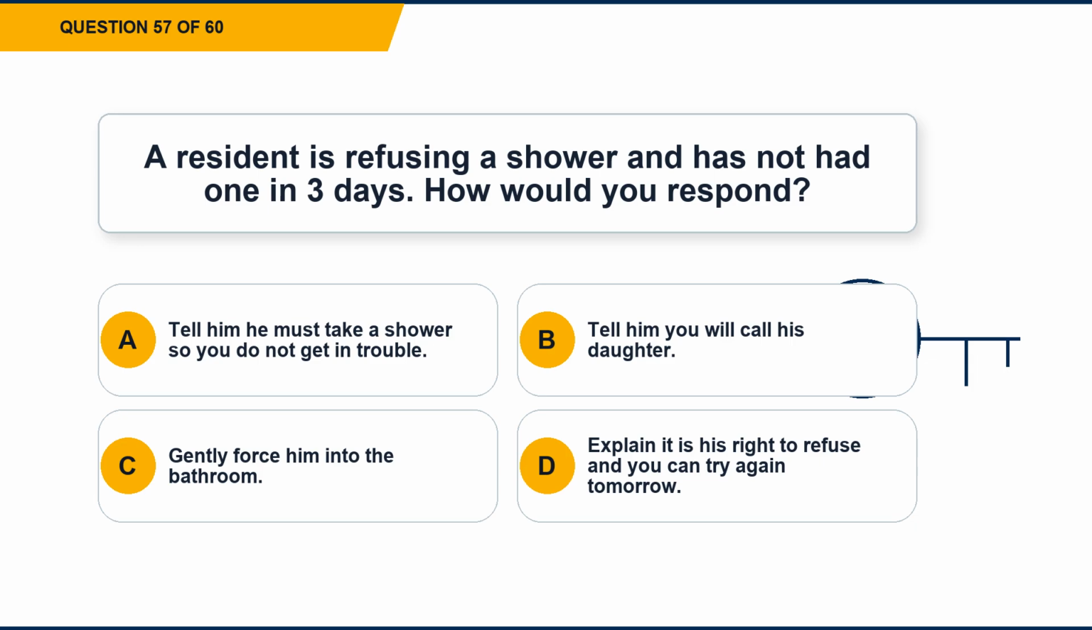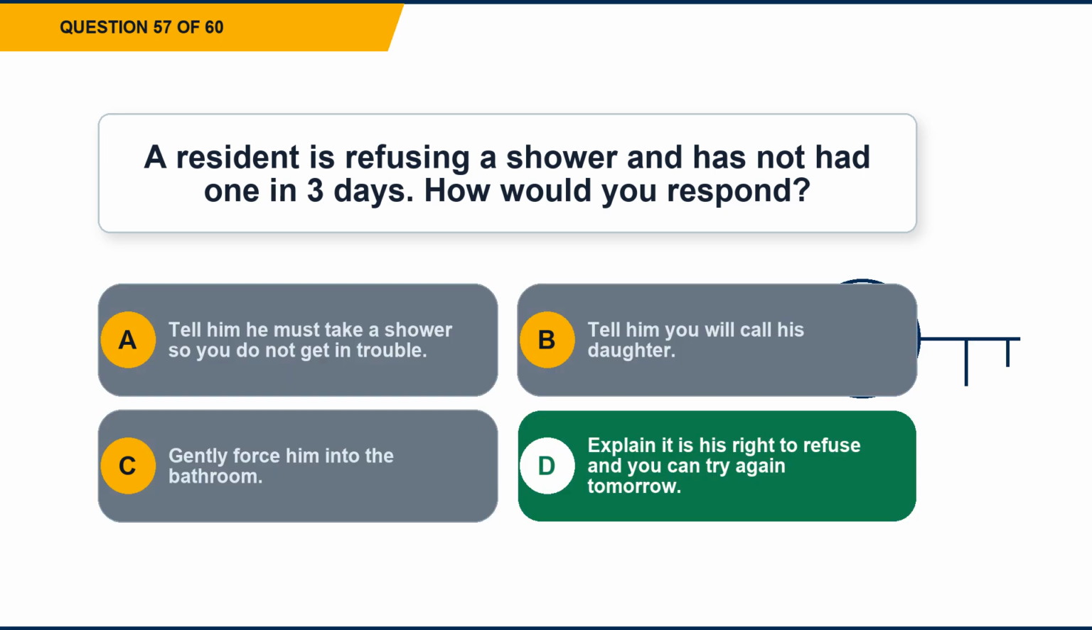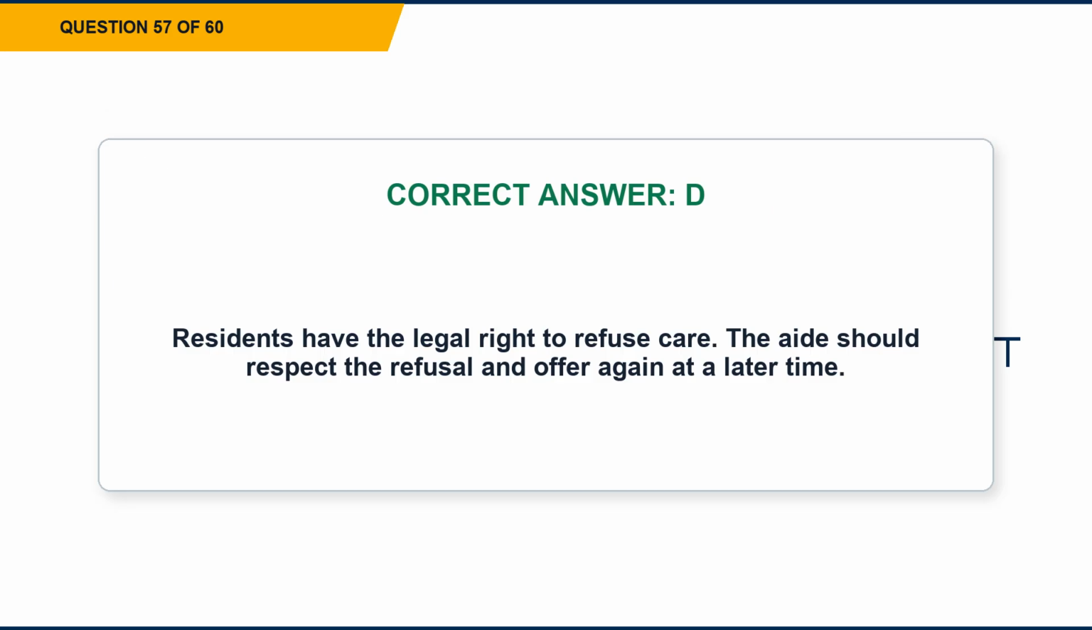Question 57. A resident is refusing a shower and has not had one in 3 days. How would you respond? Option A, tell him he must take a shower so you do not get in trouble. Option B, tell him you will call his daughter. Option C, gently force him into the bathroom. Option D, explain it is his right to refuse and you can try again tomorrow. The correct answer is option D, explain it is his right to refuse and you can try again tomorrow. Explanation. Residents have the legal right to refuse care. The aide should respect the refusal and offer again at a later time.